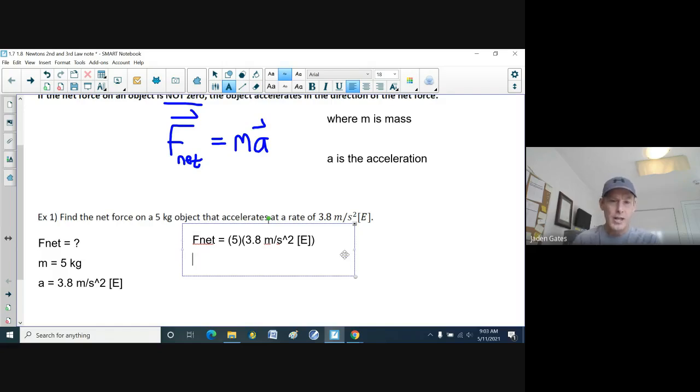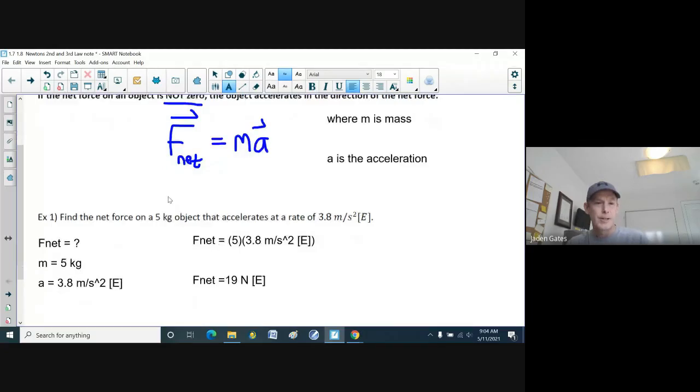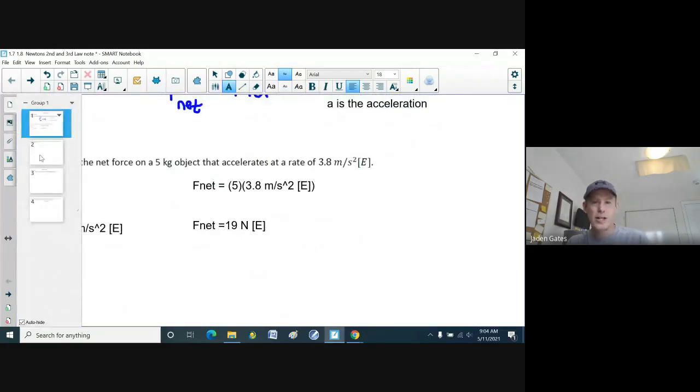All right, and then if I multiply those numbers, my 5 times my 3.8, I end up with, let's see here, grab my calculator. Oh, right on a nice round number of 19. And again, when we're talking about forces, we're talking about newtons, the big N. And again, because we're accelerating east, that means our force was pushing us east. And there we go. All right, so when the net force is not zero, then the object is changing speeds. Again, in our first law, when the net force was zero, then the speed doesn't change. A little bit different.